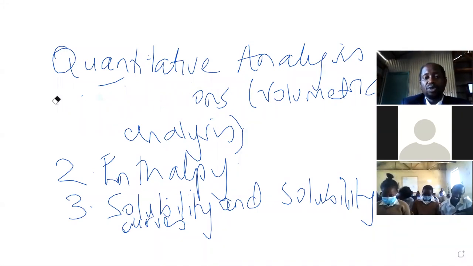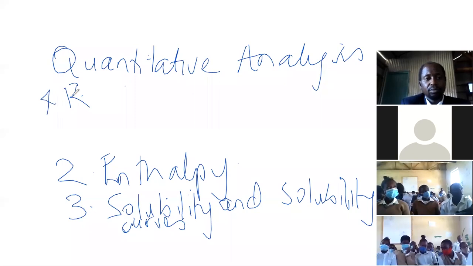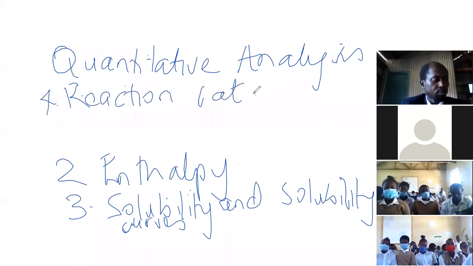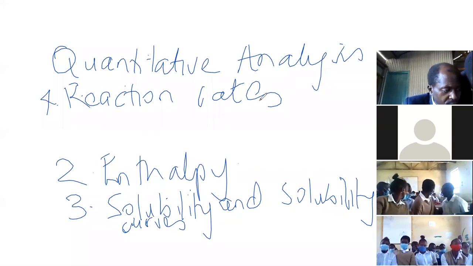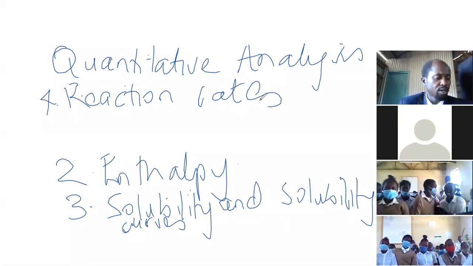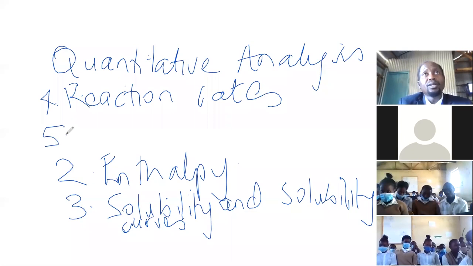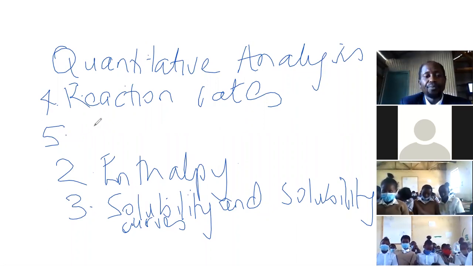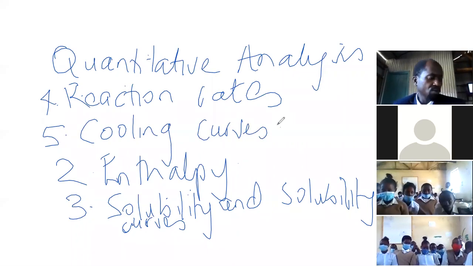Number 4, reaction rates. And number 5, change of state. That is cooling or freezing curves.